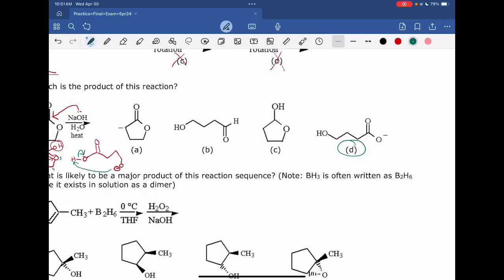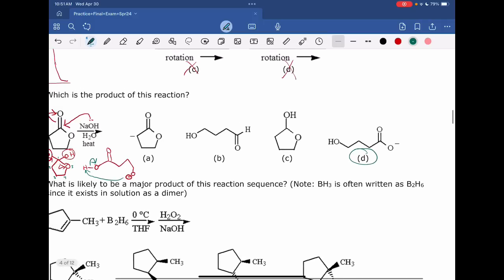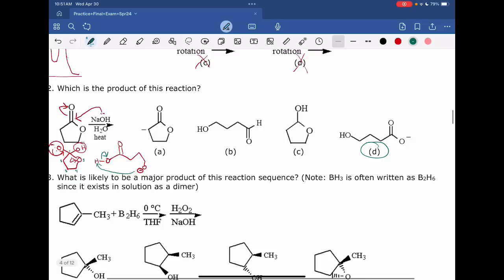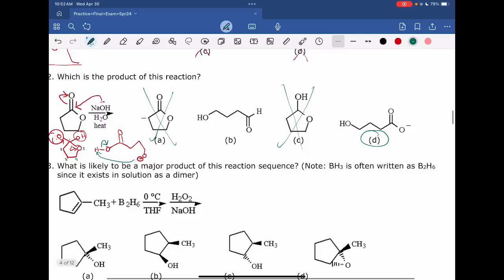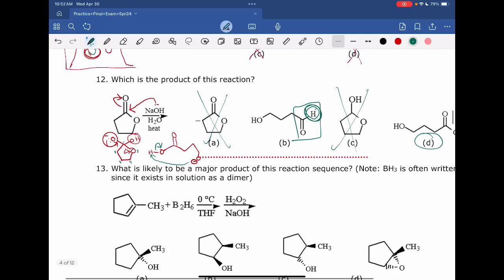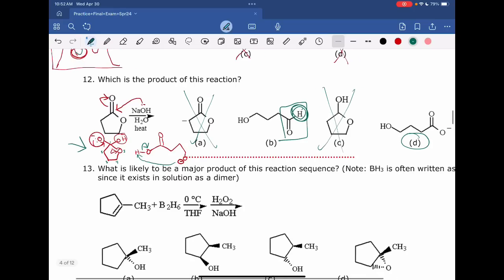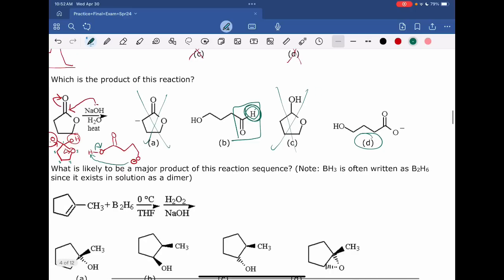A and C wouldn't make sense because you have to open the ring. If you are reacting a lactone with a strong base, you have to open the ring. So A is out, C is out. And B, oh, they didn't form a carboxylic acid in B. There needs to be an OH here due to the mechanism that I just drew here, so B wouldn't make sense. It's gotta be D.